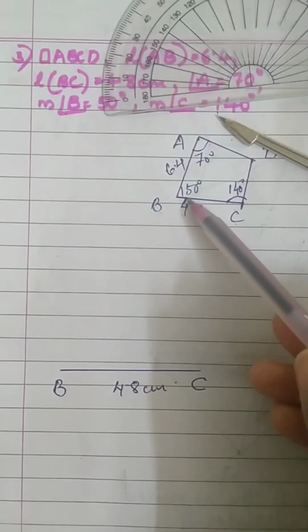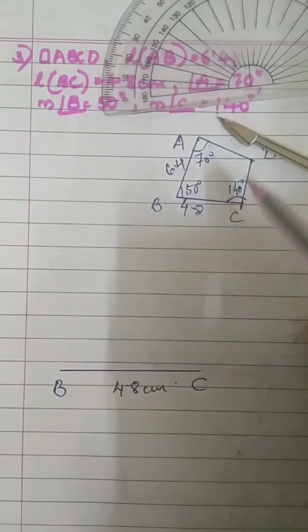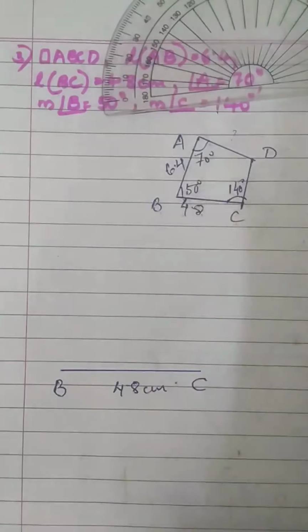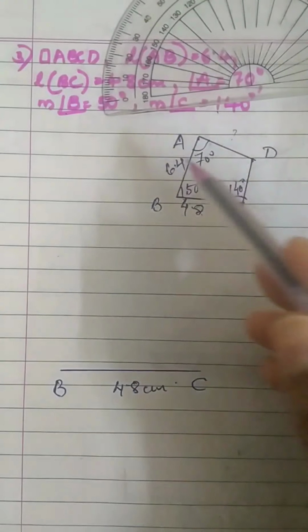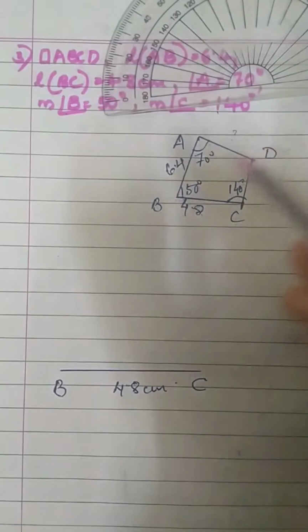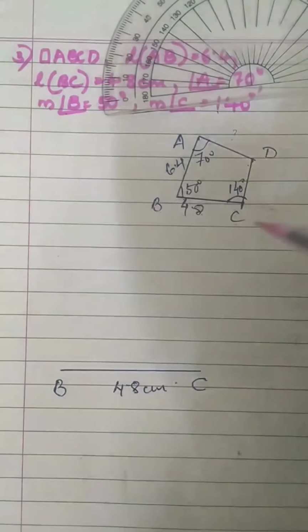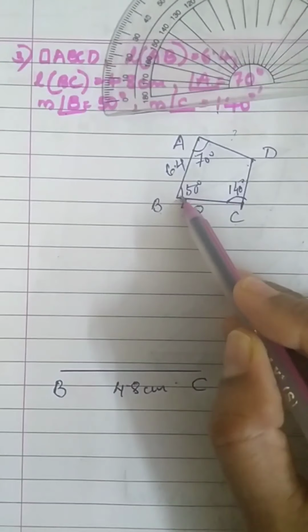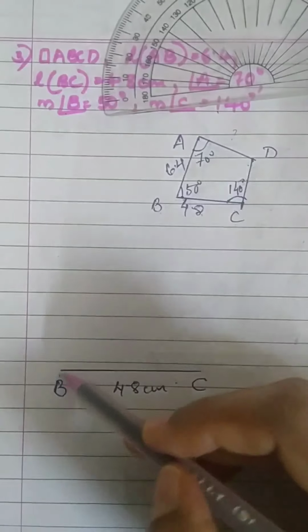Now just to check, from B you have angle 50 degree, from C you have angle 140 degree. If you had started with AB, you would have drawn AB here, from A 70 degree, from B 50 degree. So any way you take, you will get the quadrilateral. Both ways are correct. So here I will take the protractor and mark 50 degree from B.